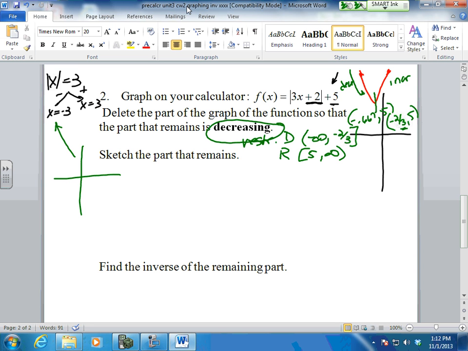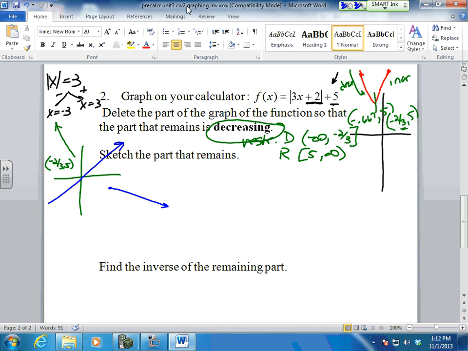Now, this is your most important point right here: -2/3, 5. Let's interchange this point. What do you get? 5, -2/3. Can you tell me which way this line's going to go? Down, out this way. Do we see symmetry? Yes. We can draw this one too, right?